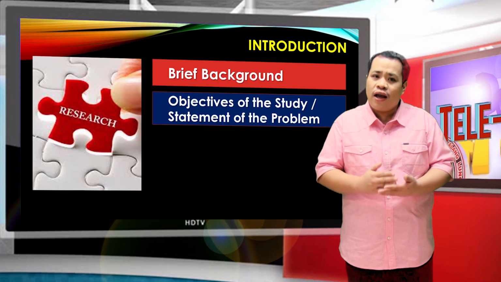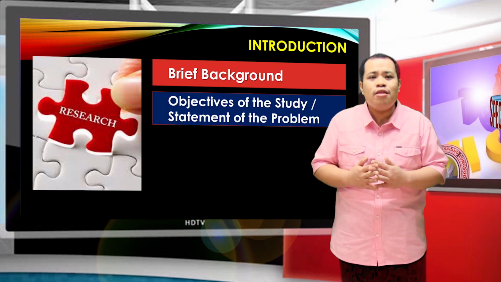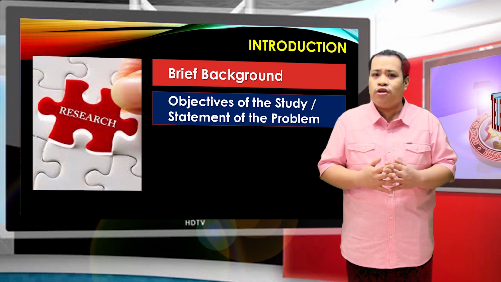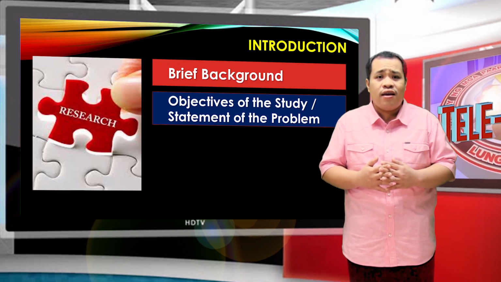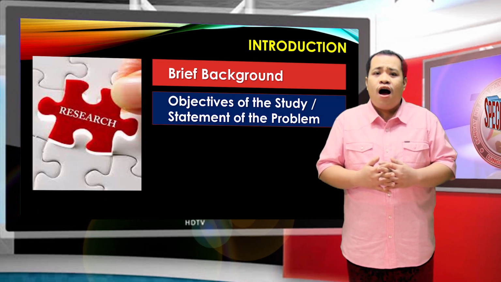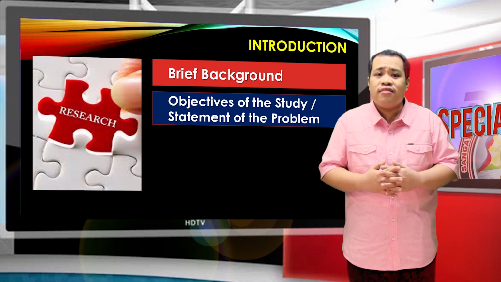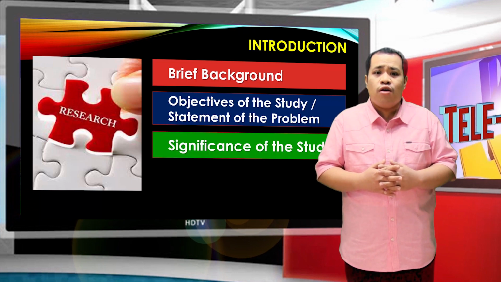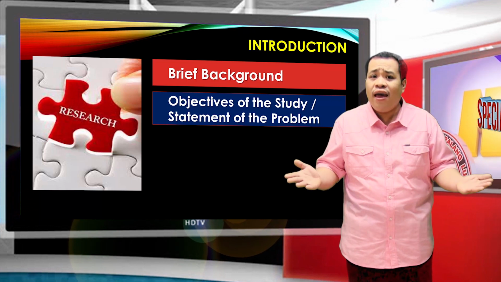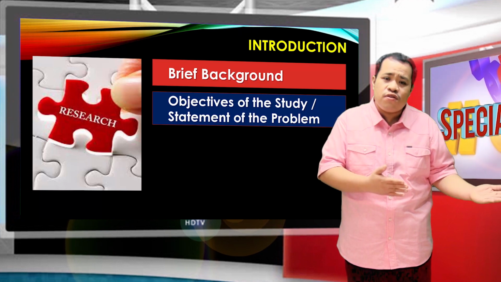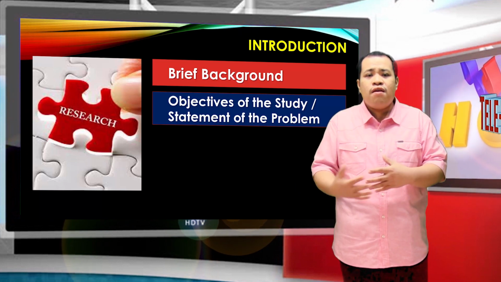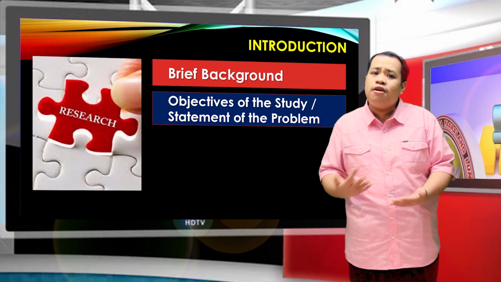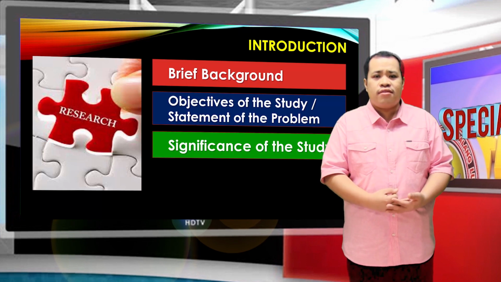Number 2, the objectives of the study or the statement of the problem. This part articulates what you intend to find out or what you intend to achieve in the study. Some researchers use research questions that they intend to address in the report. Others articulate the objectives of the study. Either way, be it research questions or research objectives, these are tools to guide readers in knowing the direction of the research.